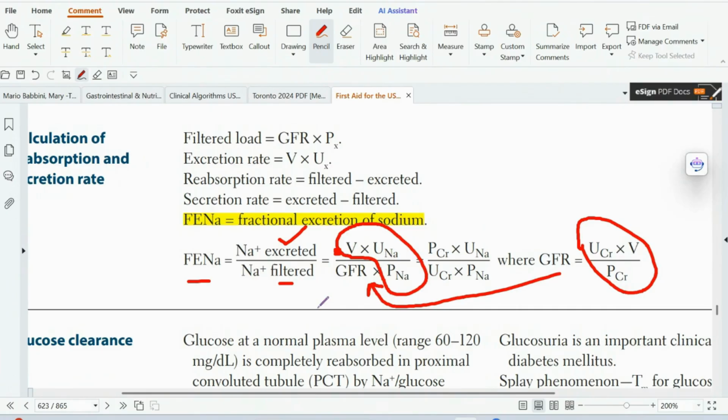And it makes intuitive sense, right? Because we've learned all the clearance things now. You just have to divide it by how much is filtered, which is GFR. Got it.